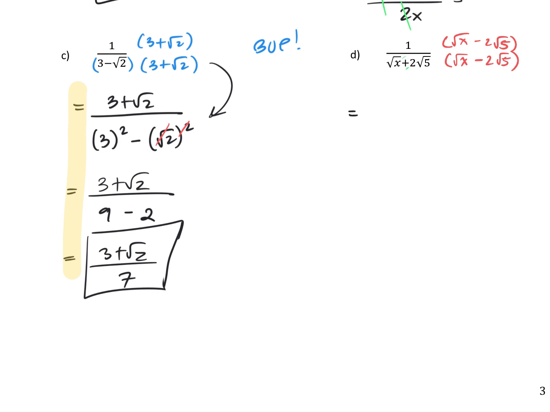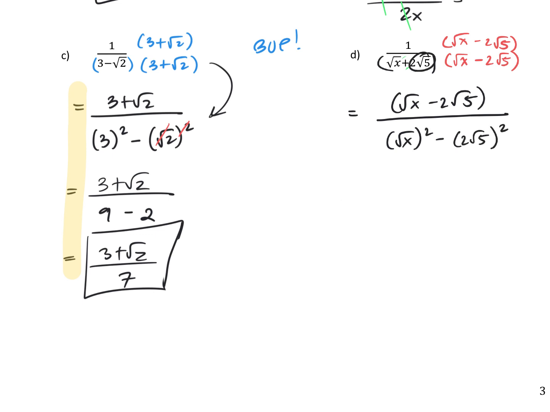And in the top, we have the square root of x minus 2 root 5, all over. And again, because these two are conjugates, we'll just square the first term, which is the root x. And then we'll square the last term, which is the 2 root 5.